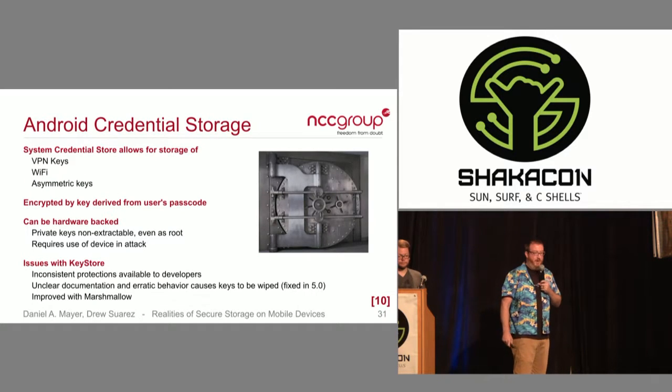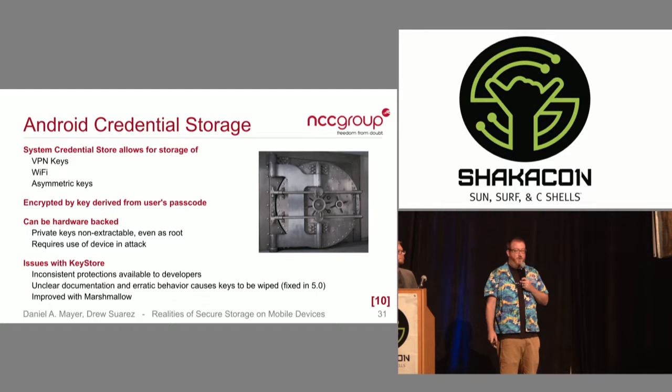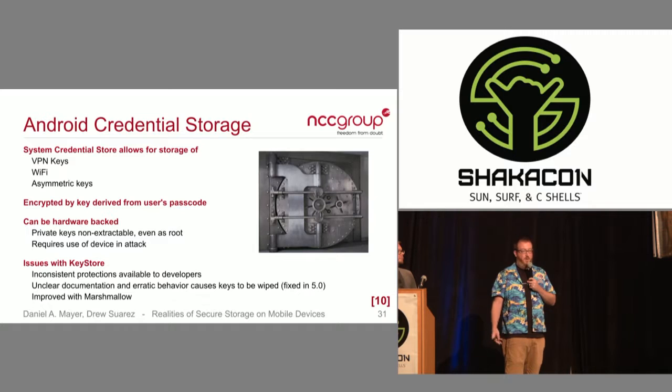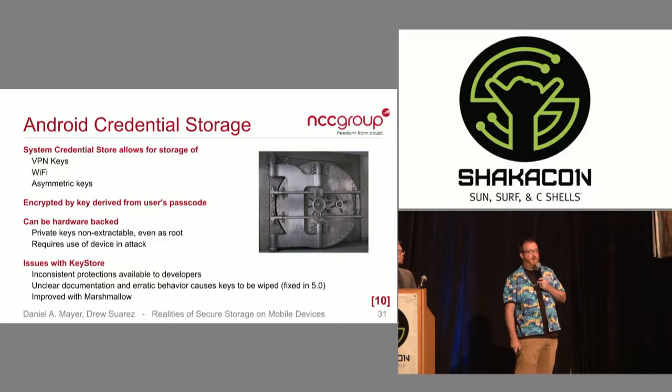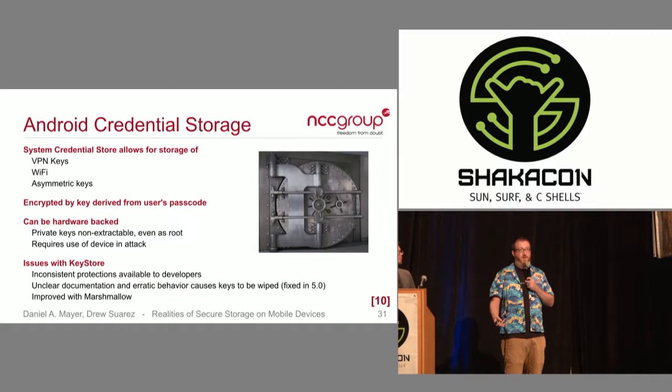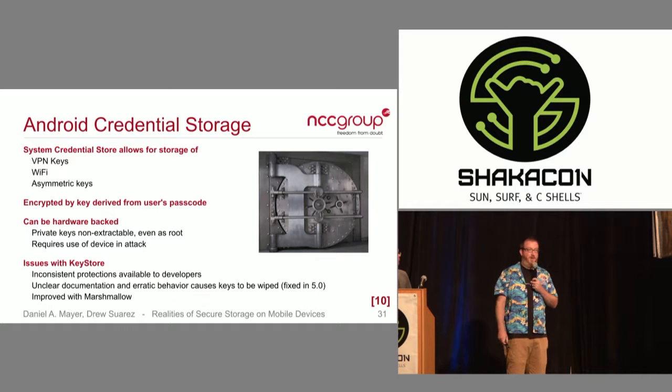A quick word on Android credential storage. The system credential storage allows for things like VPN keys, your Wi-Fi credentials, and asymmetric keys to be stored. These are encrypted with a key derived from the user's passcode. This can be hardware-backed, as I alluded to earlier. Some devices have hardware-backed crypto such that even if you root your device, you can't use that to access the keys stored there, and thus any attack you want to do requires the device and an attack on the key store. Unfortunately, the key store has had a lot of issues in the past that are now largely mitigated in newer versions of Android.